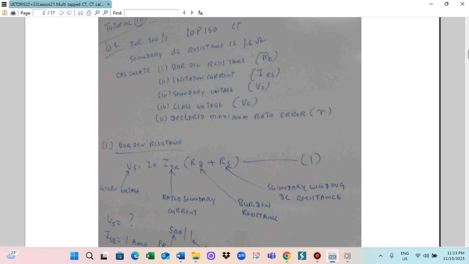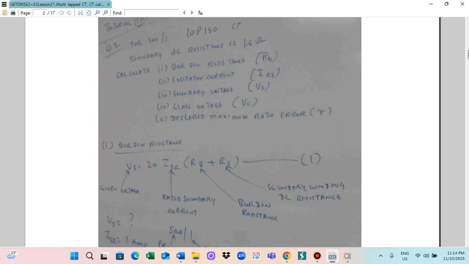And this K is what we call the rated accuracy limit factor. So this is another equation. We can also calculate the composite error. Composite error is equal to IE multiplied by 100 divided by IS into K.